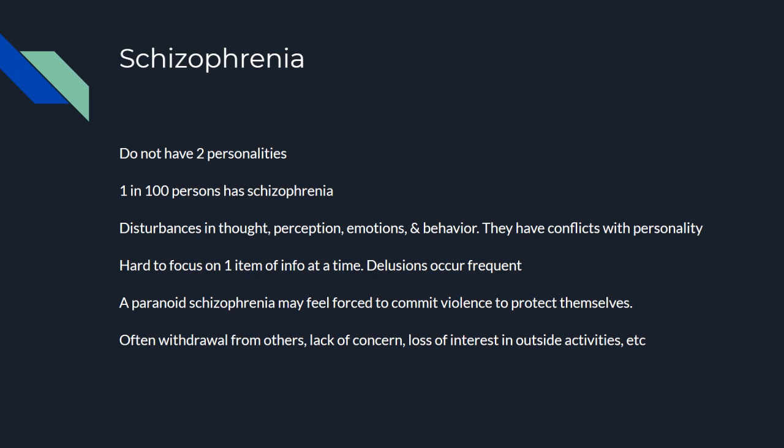Schizophrenia often involves withdrawal from contact with others, a lack of concern, a loss of interest in outside activities, a breakdown of personal habits, and an inability to deal with daily events. Sometimes they display catatonia. Catatonia is very interesting. So catatonia is not speaking while holding odd postures for hours and even days at a time.